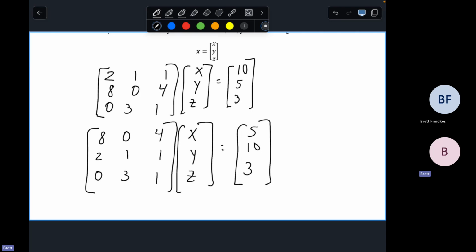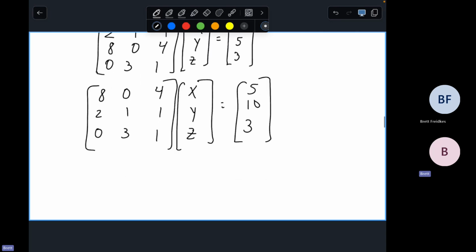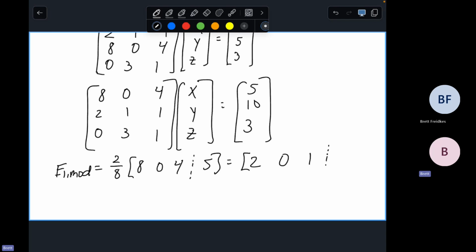So now I need to do my Gaussian elimination to eliminate the 2. So I'll have E1 mod and do that whole thing. What do I need to multiply the top equation by? 2 over 8, which is a fourth. And don't forget, you have to multiply the right side as well. This becomes 2, 0, 1, then 5 over 4, which is 1.25.